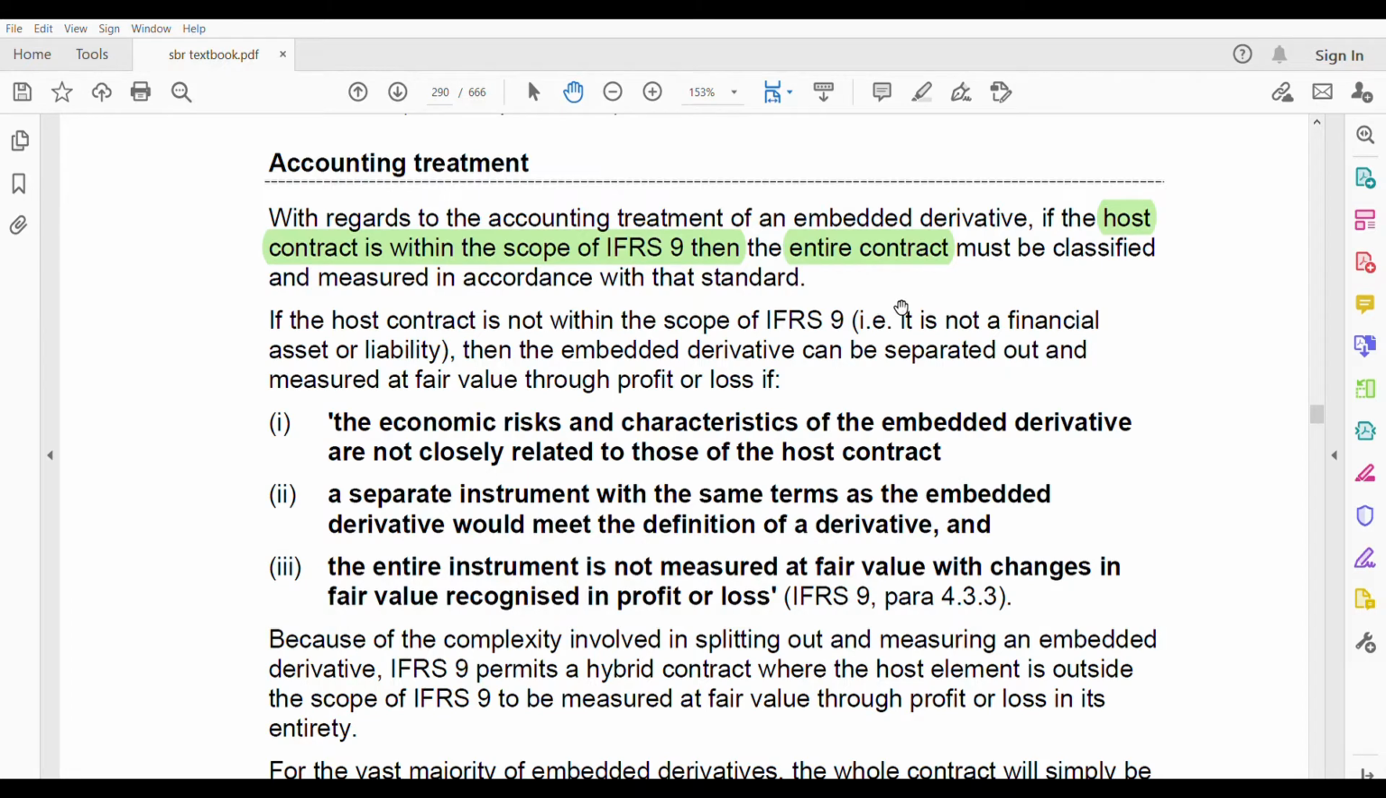Here, if the host contract is within the scope of IFRS 9, then the entire contract must be classified and measured in accordance with that standard. And if it is not within the scope of IFRS 9, then the embedded derivative can be separated out and measured at fair value through profit and loss. You need to separate the embedded derivative out and measure that at fair value through profit and loss. So here you are using IFRS 9 for the entire contract. Here you need to separate out if the host contract is not within the scope of IFRS 9.